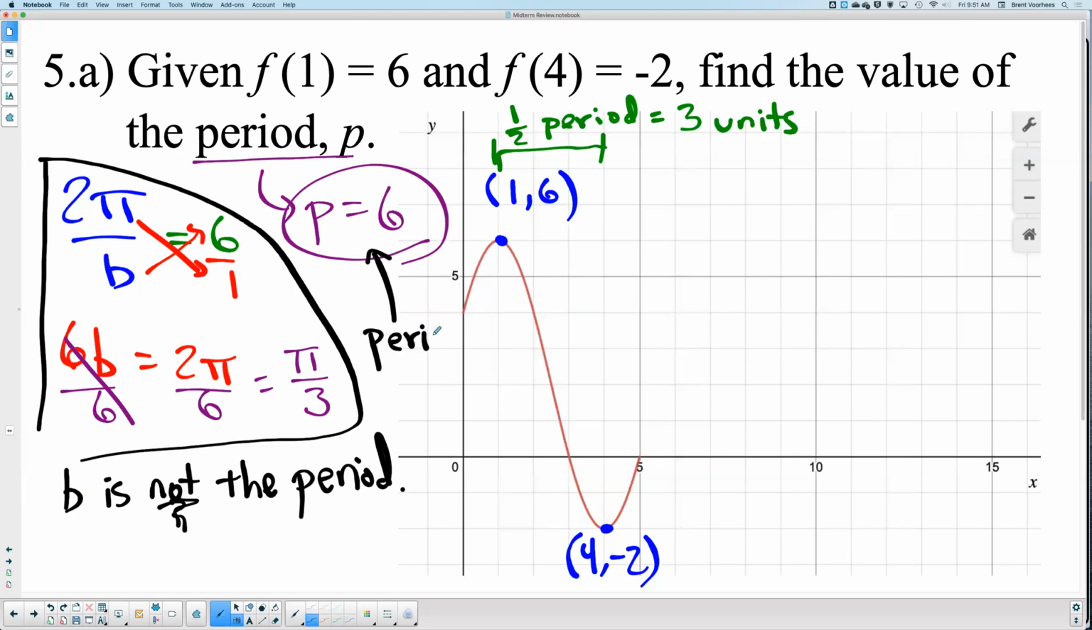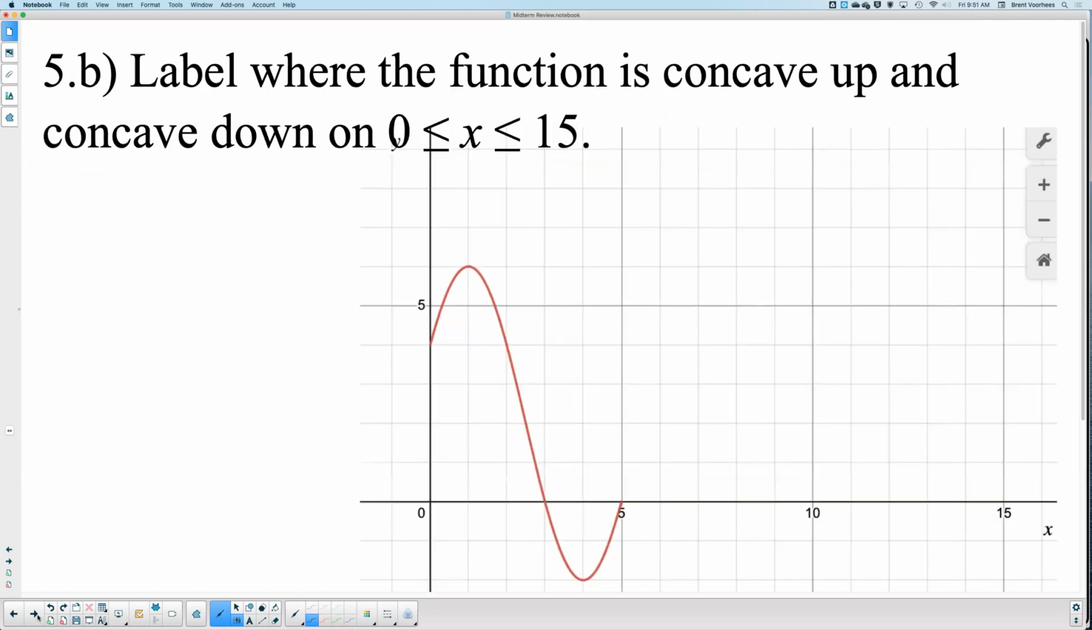Well, you managed to find the period. Okay, now let's move on to part B. I have a part B and a part C, I believe. Label where the function is concave up and concave down on the interval 0 to 15.